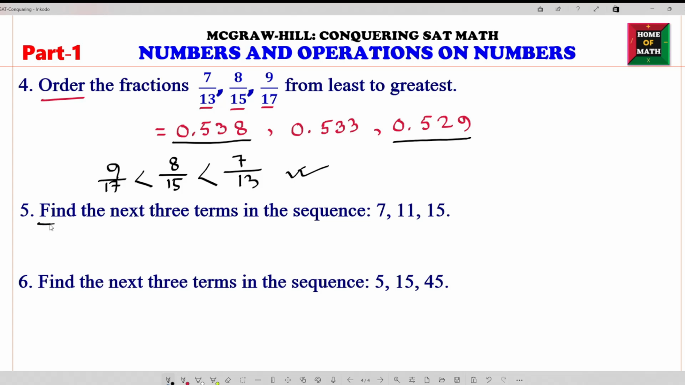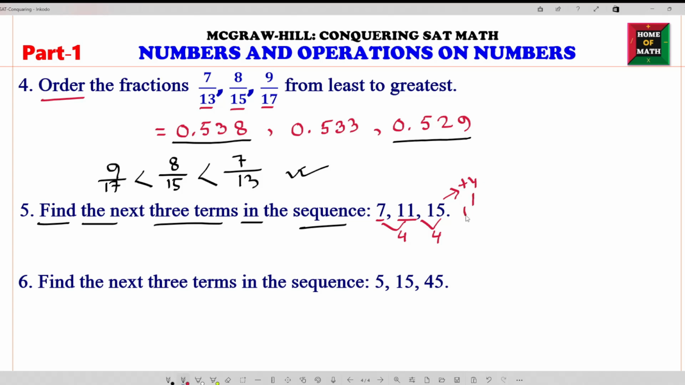Number 5. Find the next three terms in the sequence. Here it is 7, 11 and 15. For the next three terms in this sequence, we have to find the difference between each number. Like here is 7 and here is 11. The difference is what? 4. Again 11 and 15, the difference is 4. So naturally the next number will be 15 plus 4.